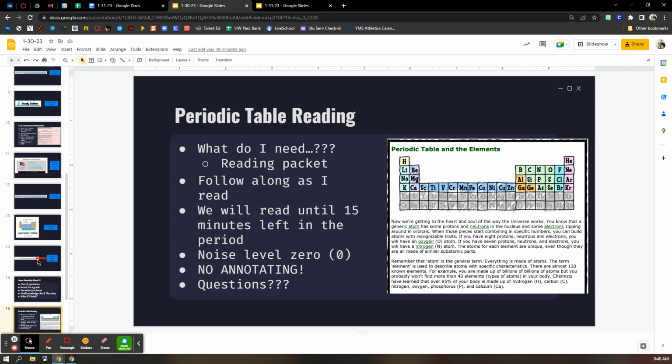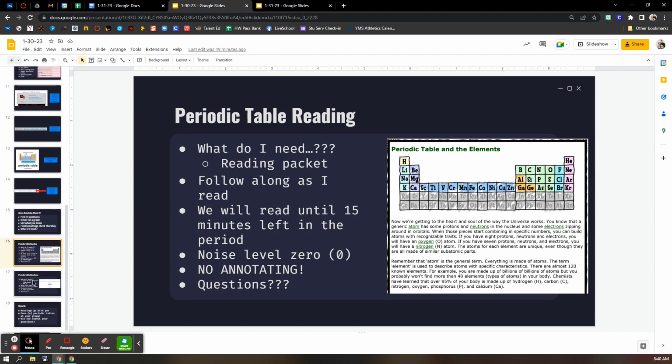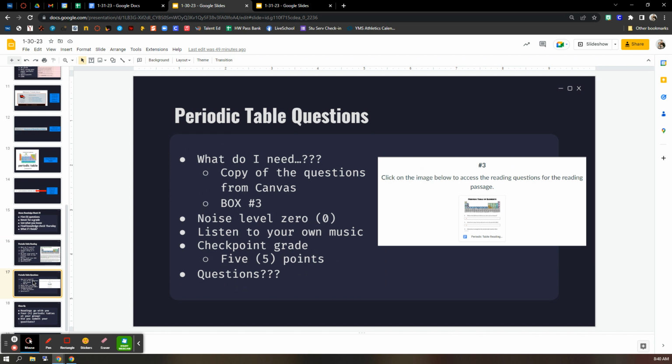There's a periodic table reading in box number 2 in Canvas. You should get a paper copy of the reading from the sub. The sub will read to you until there are 15 minutes left in the period. There is no annotating that needs to be done today. All you need to do is sit and listen, because in box number 3 in today's lesson in Canvas, you have periodic table reading questions. So let's take a look at those.